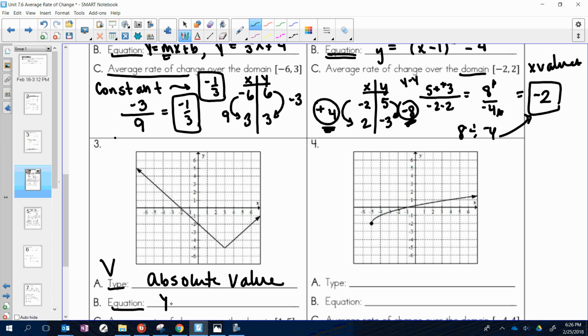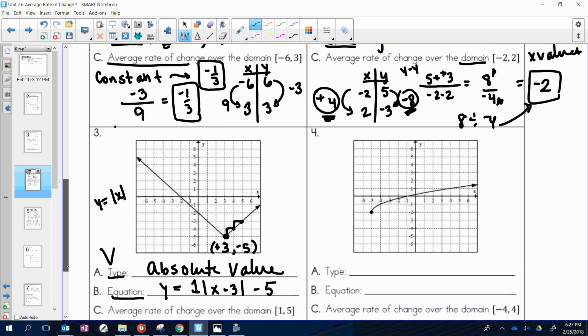Equation: y equals, I need the bars because the parent function is the absolute value of x. I need the turning point, 3, negative 5. Oops, sorry, positive 3, negative 5. So it's going to be the absolute value of x minus 3, minus 5. The slope stayed 1, so there is a 1 in front of here, if you remember that.